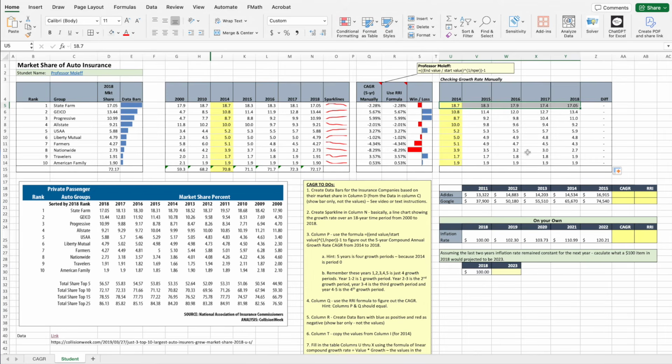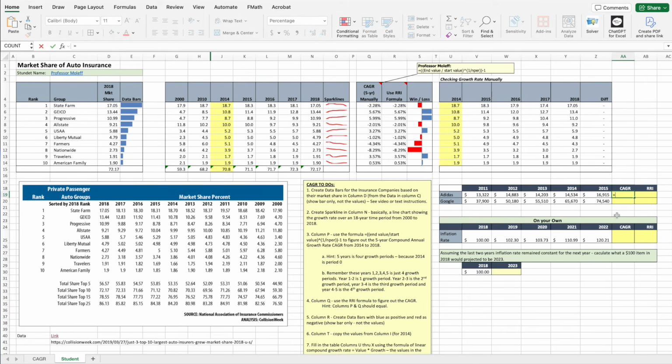Now, I want you to use the CAGR formula and the RRI formula to figure out if you had this amount of money in 2011 in Adidas in a market value, and at 2015, this is what it was. What was your average annual percentage growth rate or investment return using both the CAGR formula and the RRI formula?